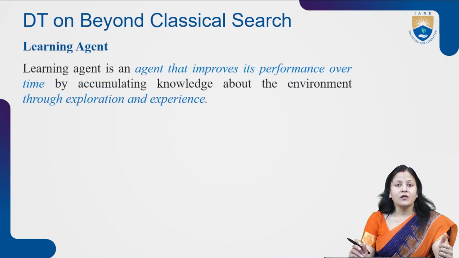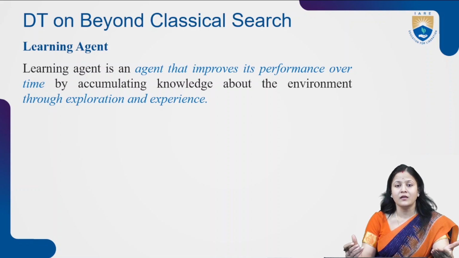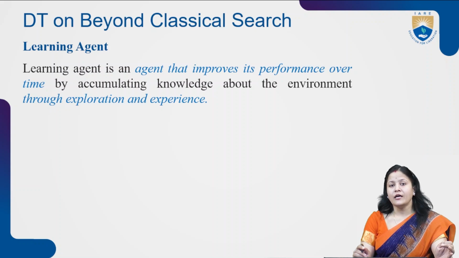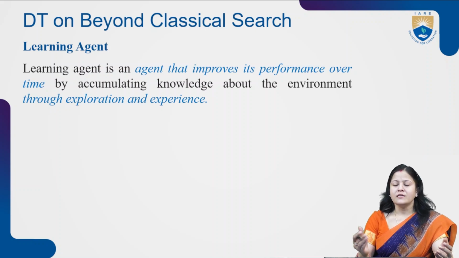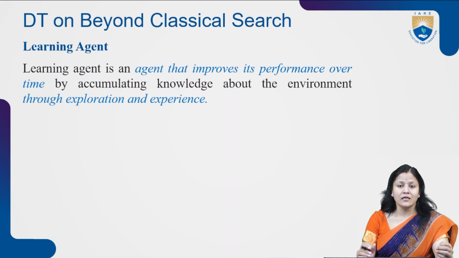Then what is the meaning of a learning agent? The agent who can learn. If you consider ourselves, we are human agents, we can learn and we can adapt to the situation. Same thing in the field of artificial intelligence. A learning agent is an agent that improves its performance over time by accumulating knowledge about the environment through exploration and experience. As I have just given the example, the robotic vacuum cleaner, that also we can consider as a learning agent.